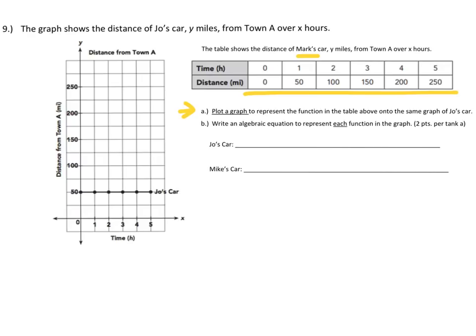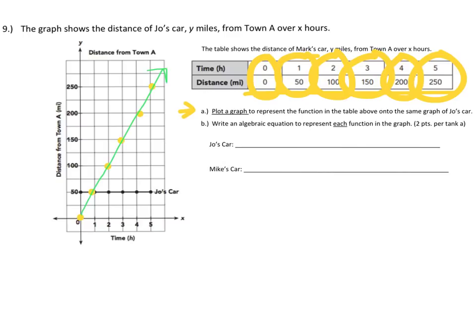So we're going to begin with 0, 0. That's the origin, a point right here. Then we go over 1, up 50. Over 2, up 100. Over 3, up 150. Over 4, up 200. Over 5, up 250. Then we're going to go ahead and connect those with a line. So that's what Mark's car looks like on a graph.